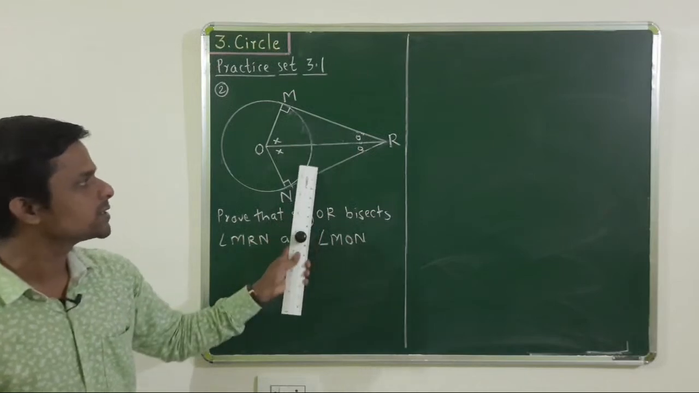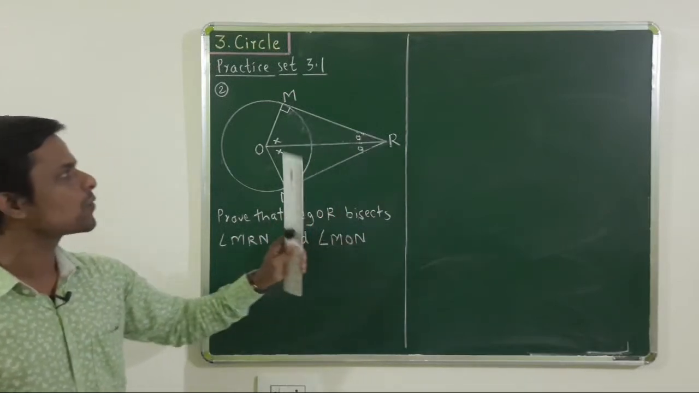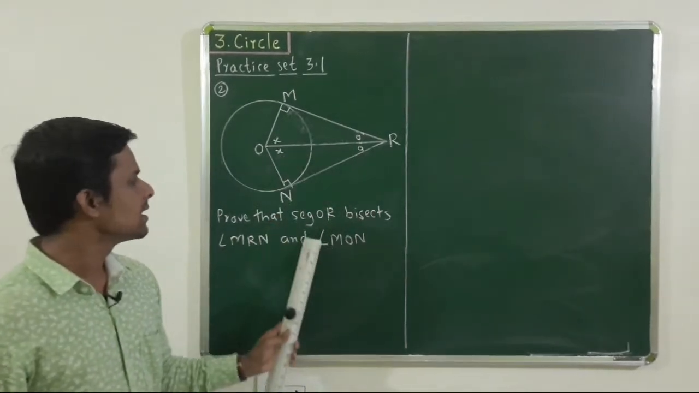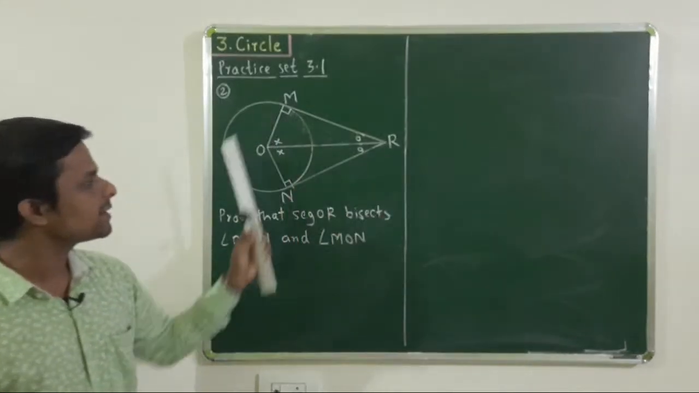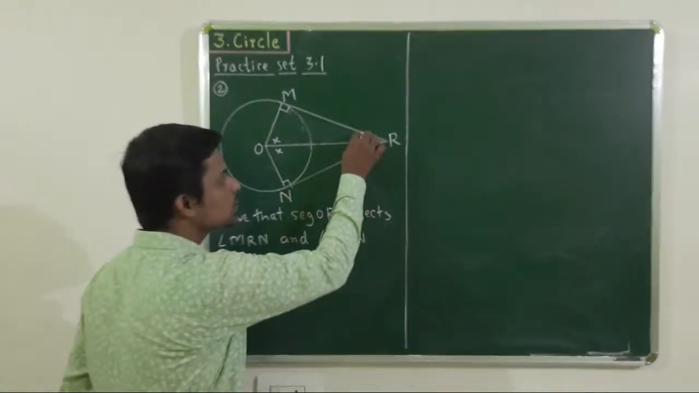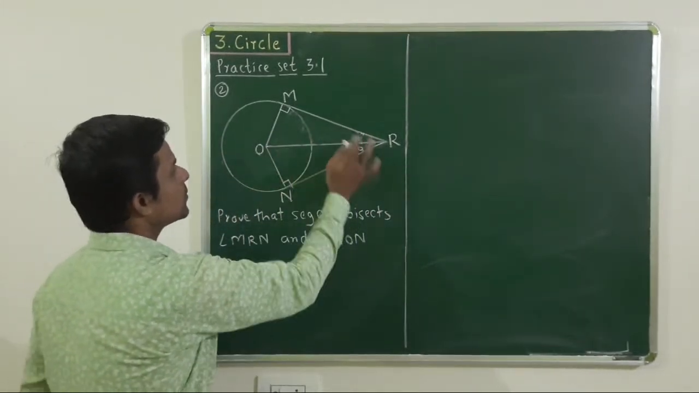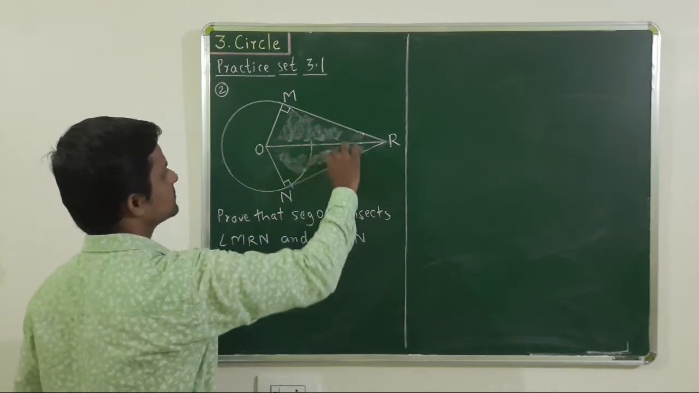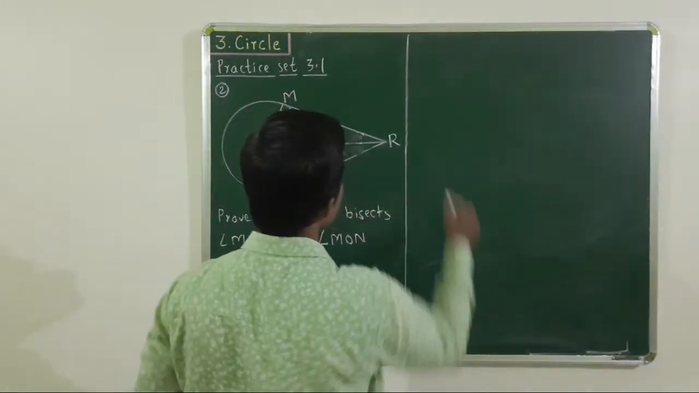Very simple. We have to prove these two angles congruent and these two angles also congruent. For that we have to prove these two triangles congruent. Hence by CACT we will get these two angles congruent, and again by CACT we will get these two angles congruent. Hence segment OR bisects angle MRN and MON. Your target is to prove these two angles congruent and these two angles congruent. For that we'll start with these two triangles, that is this one and this one.